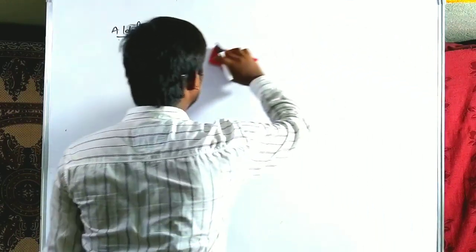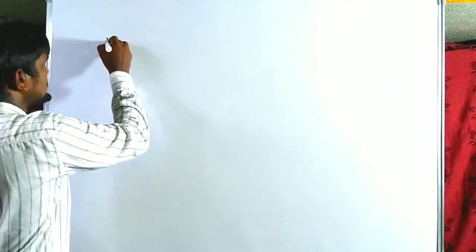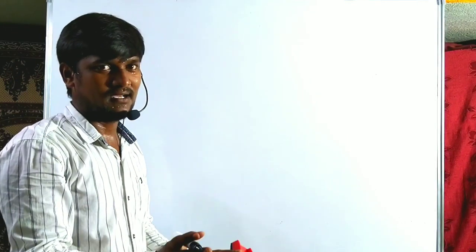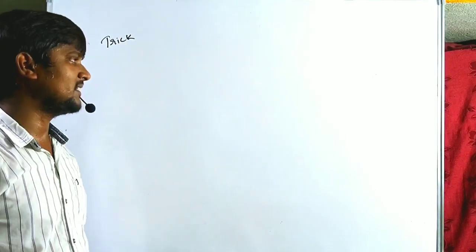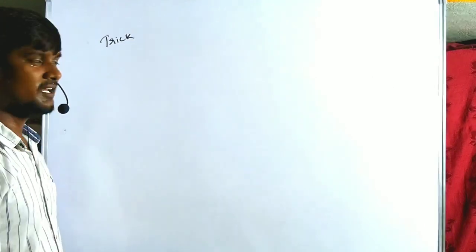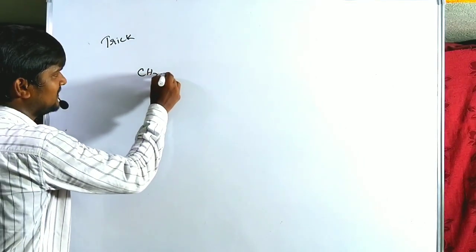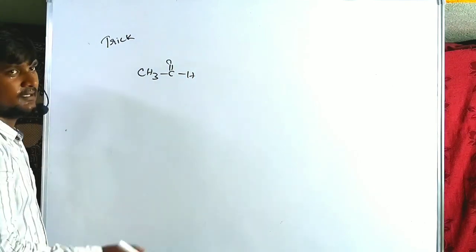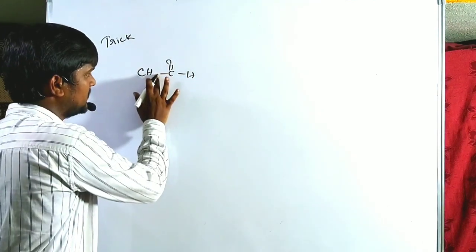Now we will go with a simple trick to write the aldol condensation. First, it takes just 1 minute, or less than 50 seconds. After that, it is very easy. I'll give a simple example: CH3CHO. Here, first a proton abstraction takes place.